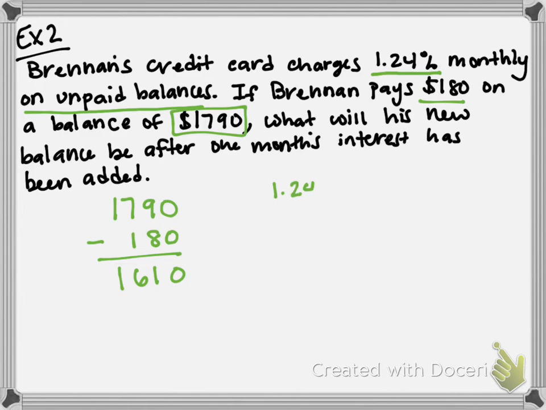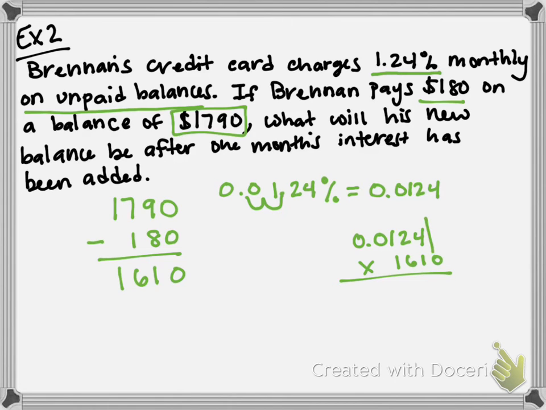All right, his interest rate is 1.24%. How do I change 1.24% to a decimal? Divide by 100, so I move my decimal point back. So it is 0.0124. All right, how do I find 1.24% of 1,610? Of means multiply, so take my longer number and write it on top, and I'm going to hang my 0 off the end here. All right, so 1 times 4, 1 times 2, 1 times 1, 1 times 0, 1 times 0. Placeholder. 6 times 4 is 24.